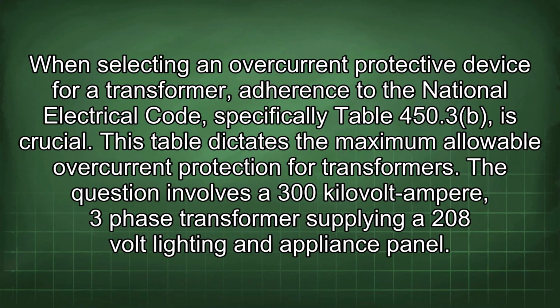When selecting an overcurrent protective device for a transformer, adherence to the National Electrical Code, specifically Table 450.3, is crucial. This table dictates the maximum allowable overcurrent protection for transformers.